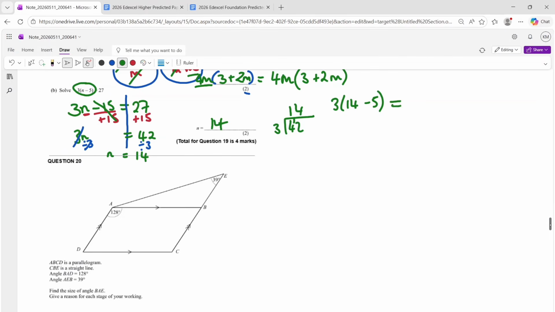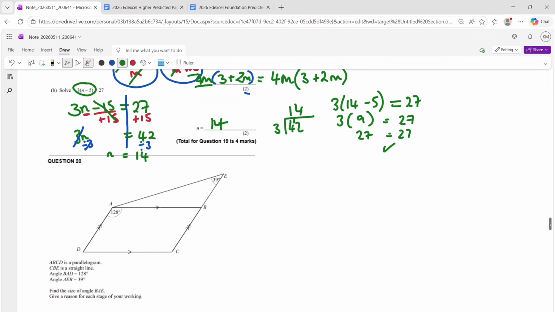Let's see, does that equal 27? Well, 14 minus 5 is 9. And if I times 9 by 3, I do indeed get 27. So therefore, I know that I've worked it out correctly. So my answer is 14 for 2 marks.